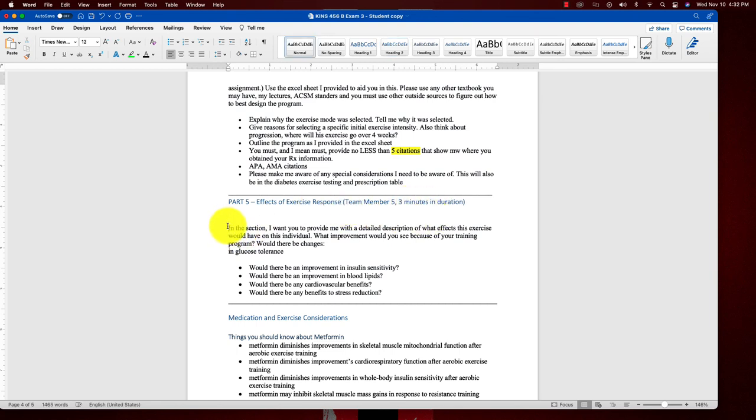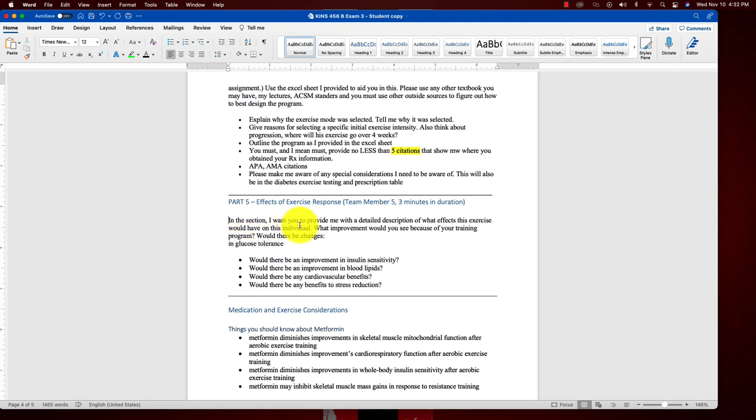Tell me what happens. Tell me what is going to occur in their body. What are the physiological changes going to be? Will there be a change in glucose tolerance? That should probably be over here.